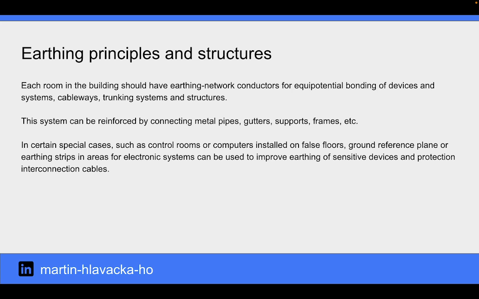Each room in the building should have earthing network conductors for the equipotential bonding of devices and systems, cableways, trunking systems, and structures. These systems can be reinforced by connecting metal pipes, gutters, supports, frames, etc. In certain special cases, such as control rooms or computers installed on false floors, ground reference planes or earthing strips in areas for electronic systems can be used to improve earthing of sensitive devices and protection of interconnection cables.